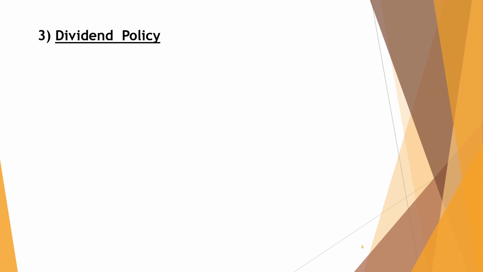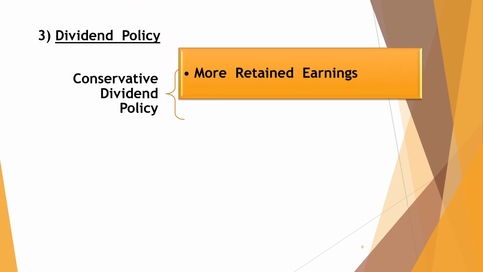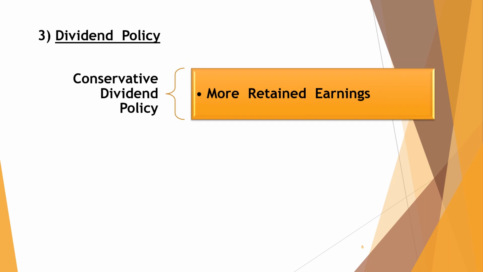Let us now move towards the third point, which is dividend policy. Dividend policy refers to that policy which is adopted by the board of directors for distribution of profits among its shareholders. There are several dividend policies which could be adopted by the board of directors. Let us assume if the board of directors adopt a conservative dividend policy, which means that it pays less to the shareholders in the form of dividend and saves more in the form of reserves, then the retained earnings of such company will be more.